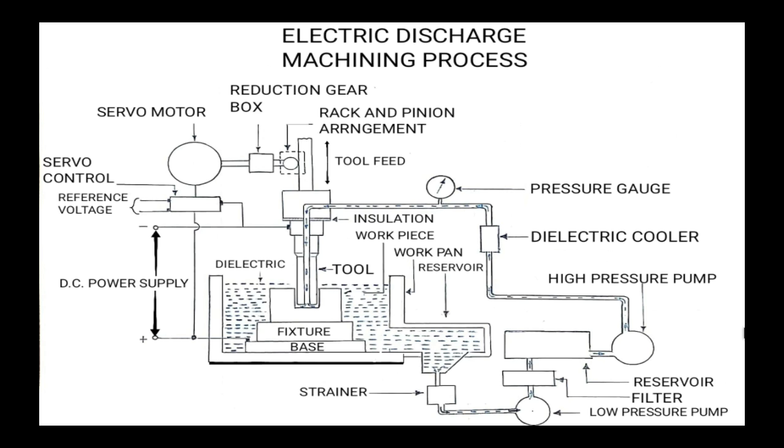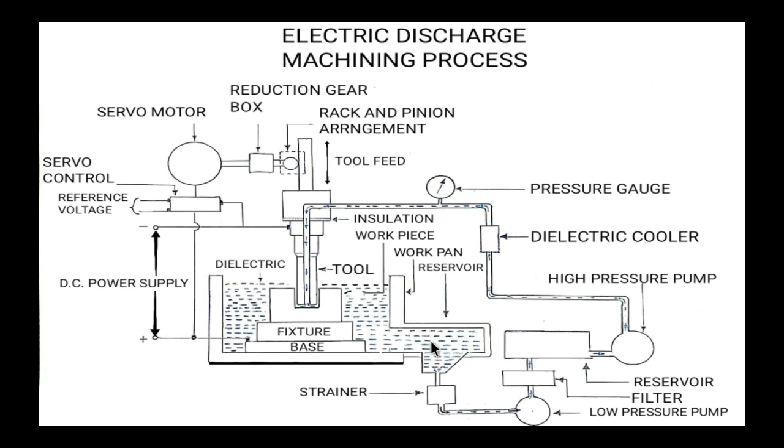From this well-illustrated diagram, we will discuss the construction of the electric discharge machining process. As we can see over here, the tool is connected to the negative terminal and the workpiece is connected to the positive terminal. Hence, the tool acts as cathode and the workpiece acts as anode. The gap between the tool and workpiece is known as the spark gap. It is about 5 micron. This spark gap is controlled by the servo controller. Hence, the vertical feed of the tool is controlled by the servo control.